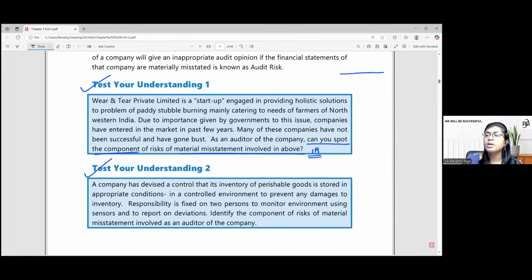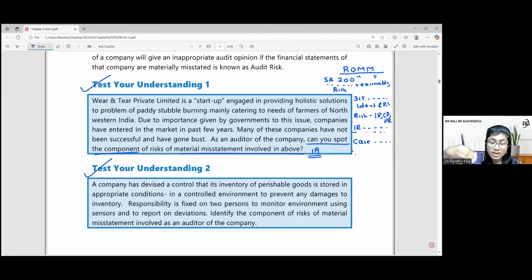If it is for 3 marks or so, put the heading risk of material misstatement. Then you write as per SA 200 or 315. 315 covers assessing IR, CR, DR; 200 also comes. As per 200, auditor gives only what? Reasonable assurance, not absolute. So there can be a risk. Then 315, auditor has to identify and assess risk. Then risk has 3 components: IR, CR, DR. Explain only the IR definition. Don't sit and write everything. Then write in the given case. Therefore, conclusion: since this company is engaged in a holistic solution, it is the characteristic of the business. Therefore, the risk involved is inherent risk.